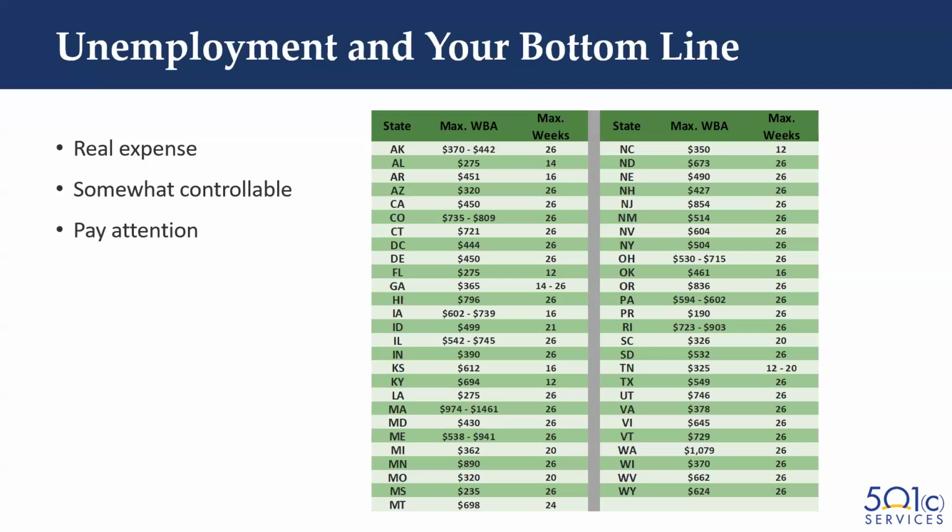This chart just shows you, state by state, the different weekly benefit amounts, the maximum, and the number of weeks that you can collect. And it shows you how much one unemployment claim can cost you. Look at the state of Washington. If someone collects all their benefits and they qualify for the maximum amount, one claim could cost you $28,054. So it really is something that, even though unemployment is not exciting, should be paid attention to, and it is somewhat controllable.